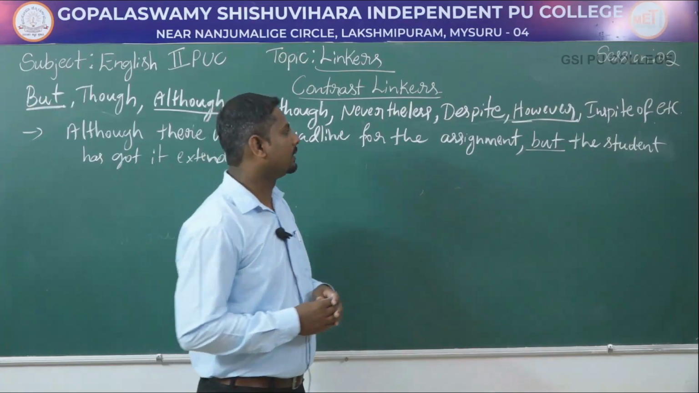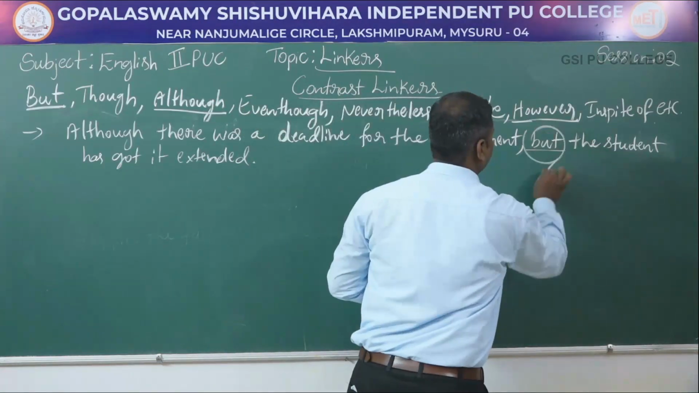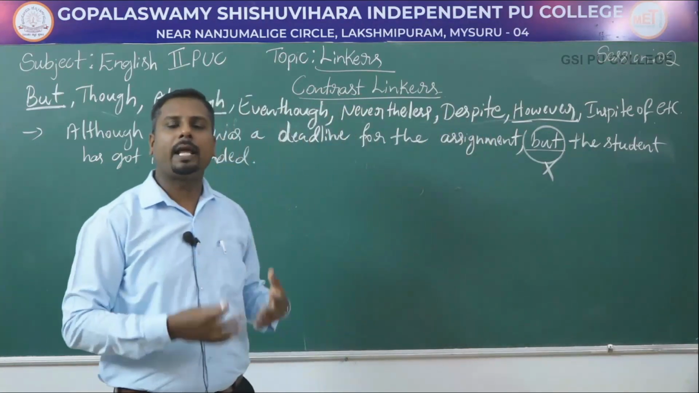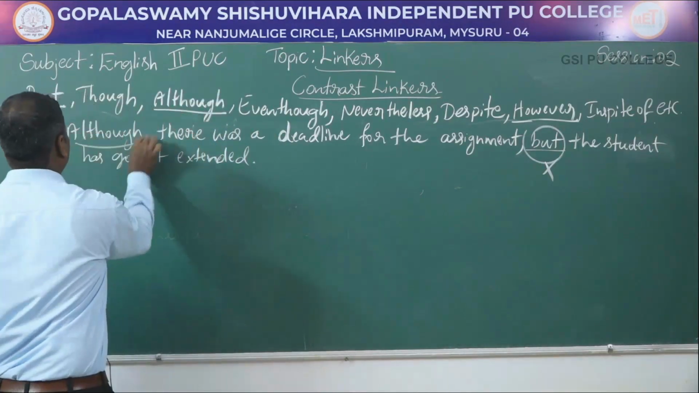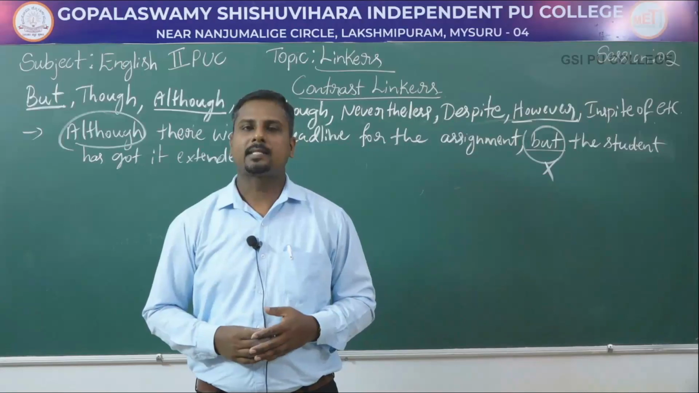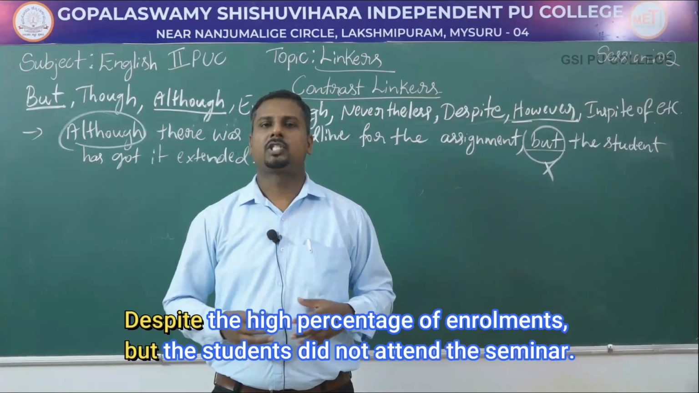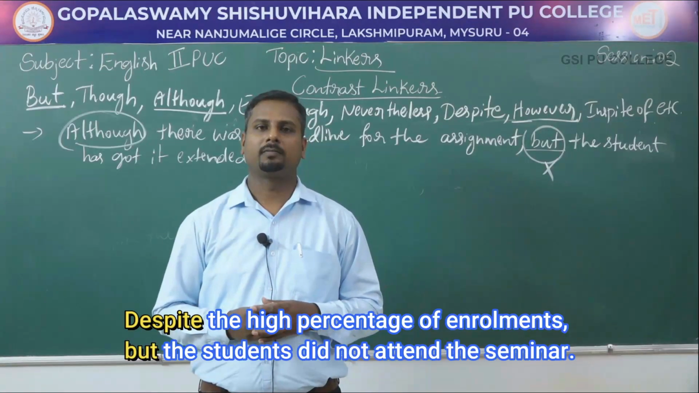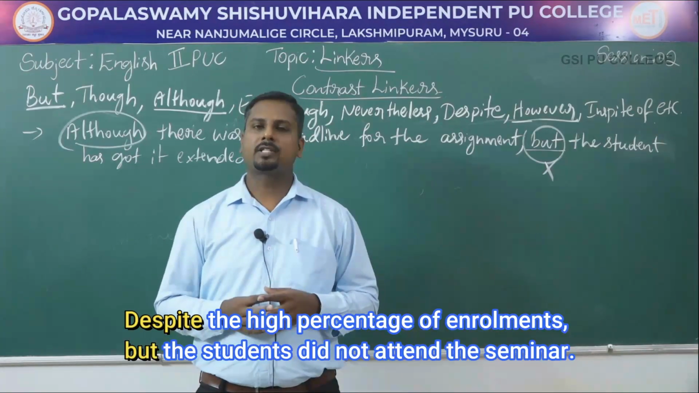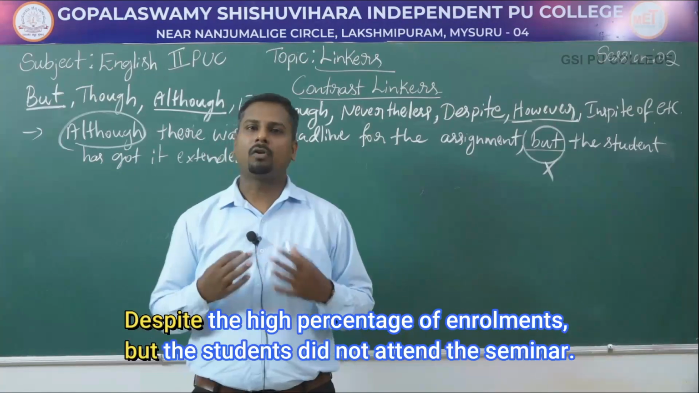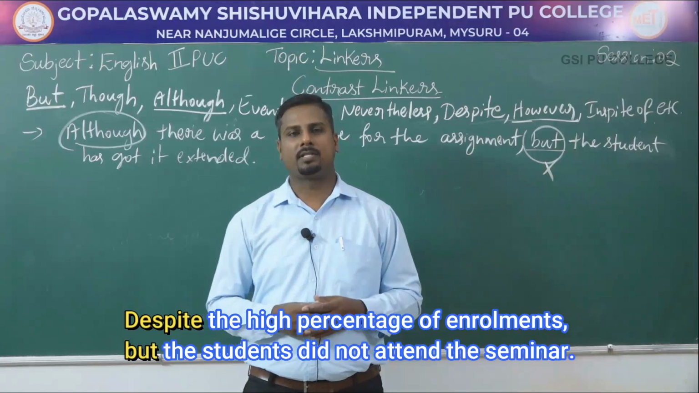Here you should observe that there is no need of using the contrast linker but here, because we have already used another contrast linker although in the beginning of the sentence. Similarly, in the next sentence, despite the high percentage of enrollments, but the students did not attend the seminar. Even in this sentence, you can see there is no need of using the contrast linker but, because we have already used another contrast linker, that is despite, in the beginning of this sentence.